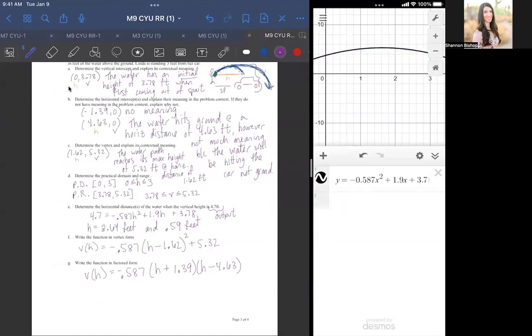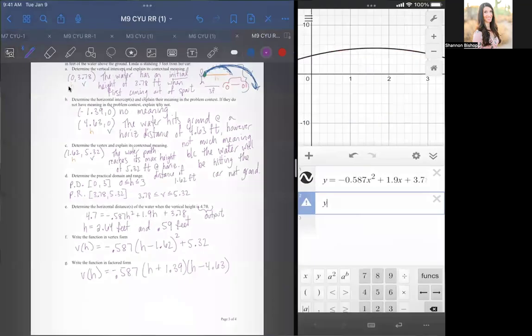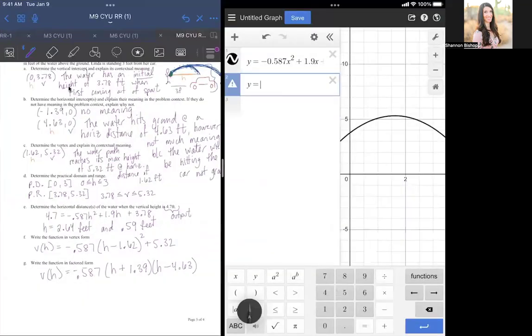Like we did on the last example, you could graph those two answers right here. So y equals, write the equation for your answer to part F. And then down here, y equals, write the equation for your answer to part G. And you can make sure that all three parabolas line up perfectly on top of each other.